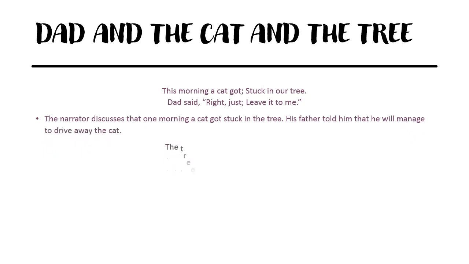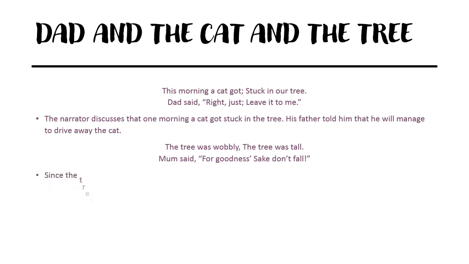Next stanza. The tree was wobbly. The tree was tall. Mom said, for goodness sake, don't fall. Basically, mamas are very frightened when dads climb the tree or climb anywhere. They say, please be careful. Otherwise, if you fall down, you'll get hurt. We have to do everything, yes, all the household chores.